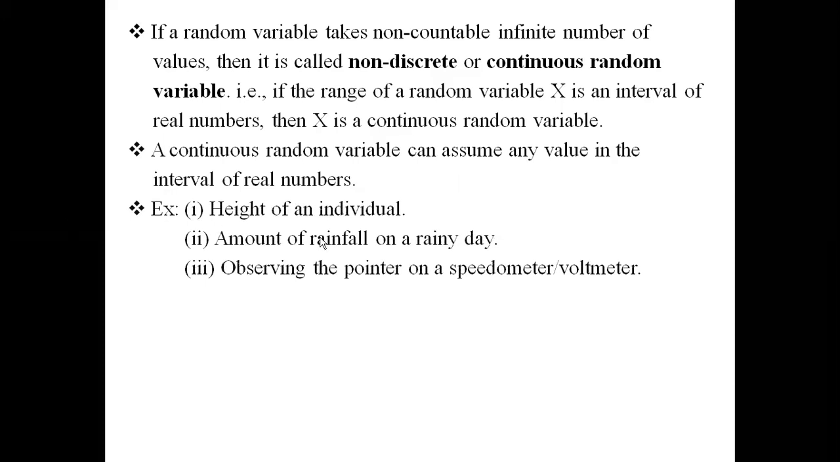Say, for example, the height of an individual. When we are trying to know the height of an individual, it need not be only in terms of feet, it can be in terms of centimeters as well. So at each and every point it matters. Amount of rainfall on a rainy day, or if we observe the pointer on a speedometer or voltmeter. All these come in the form of an interval of real numbers, and hence these are all continuous random variables.